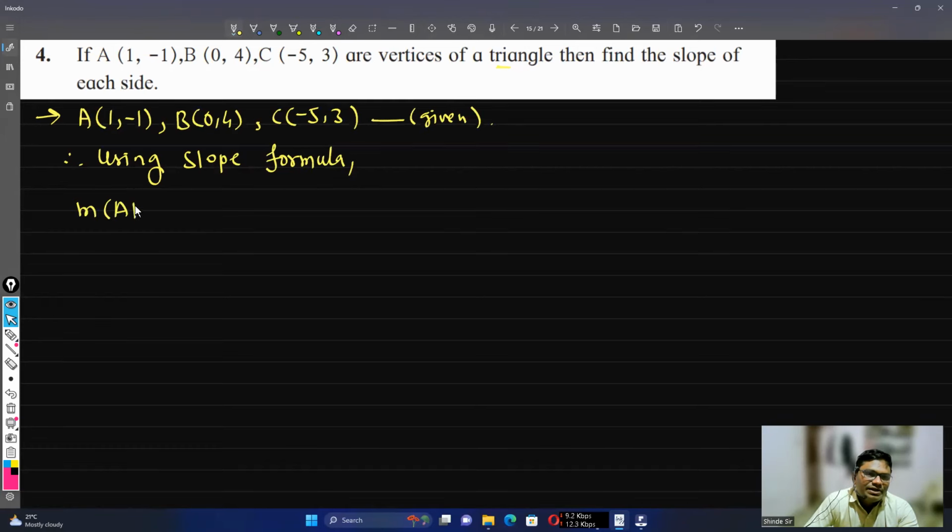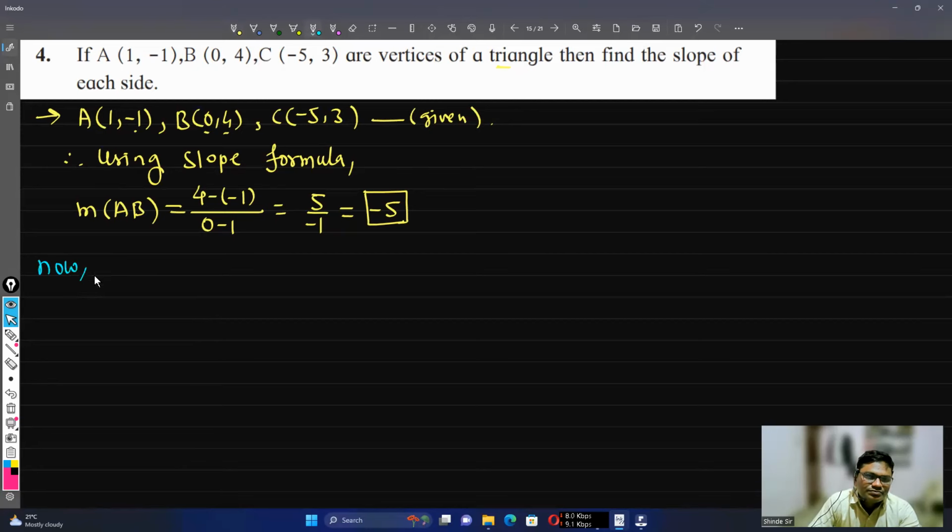slope of AB, let's find slope of AB first. So the slope of AB must be equal to 4 minus -1 upon 0 minus 1. And it will be equal to positive 5 upon -1, which is equal to -5. So the slope of side AB equals -5.